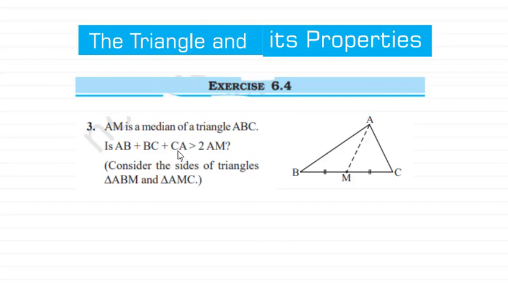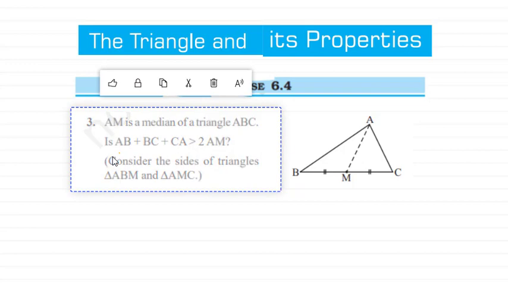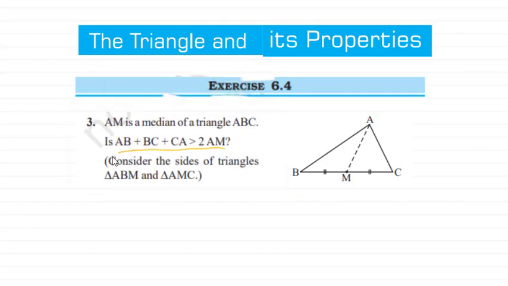So here, this is question number 3. AM is the median of the triangle ABC. So you have to check whether AB plus BC plus CA is greater than twice of AM or not.